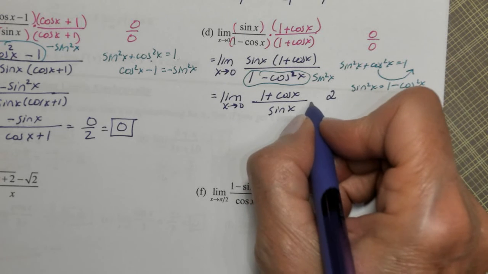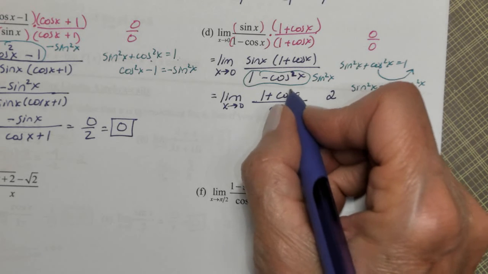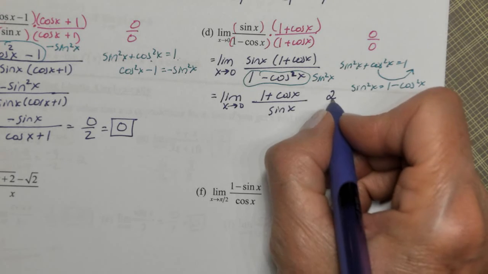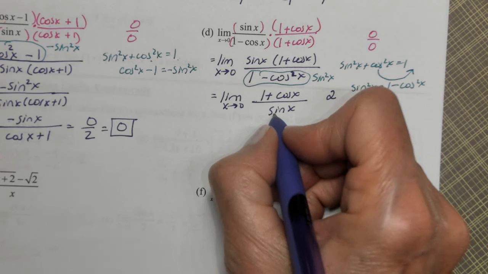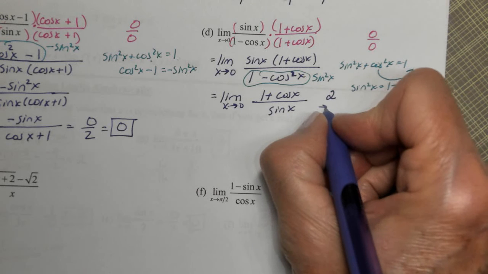I'm not going to put an equal sign because I see what's happening down here. The top is going to 2 because cosine of 0 is 1. The top is going to 2. The bottom is going to 0.